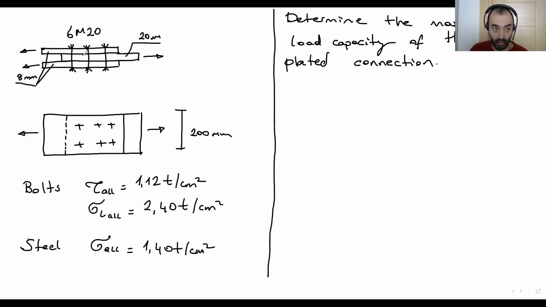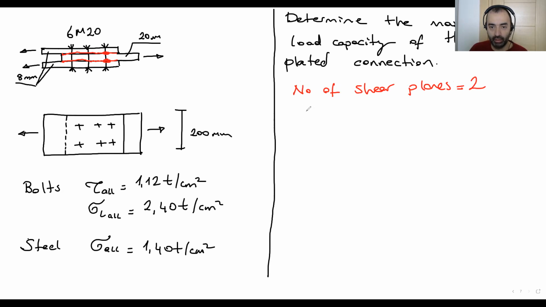We have 3 plates. That means we have 2 touch surfaces. One shear plane is this, the other one is this. That means for each bolt, 2 areas will work. So the number of shear planes is 2.